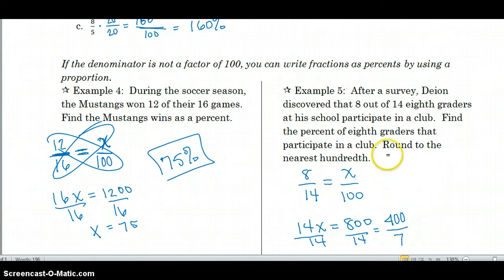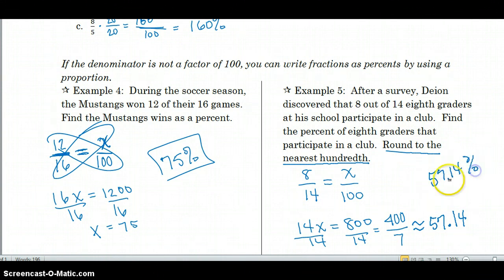Okay, let me go back and say that I didn't finish reading this problem very well. And when I got to 400 over 7, I realized this isn't going to simplify any further to give me a whole number. We should go back and notice that it says round to the nearest hundredth. So this is approximately 57, and then to the nearest hundredth, that would be 0.14. So what percent of the students were participants of the club? It was approximately 57.14%. That's how many participated in a club.